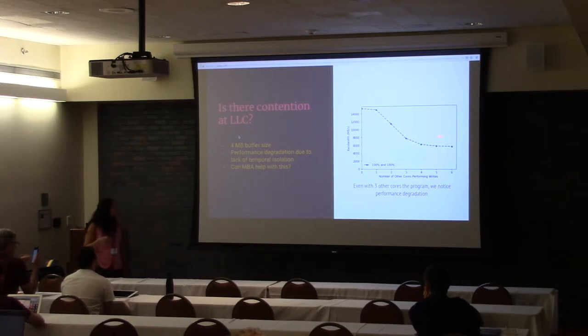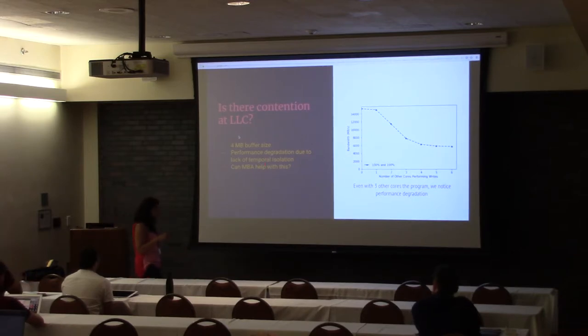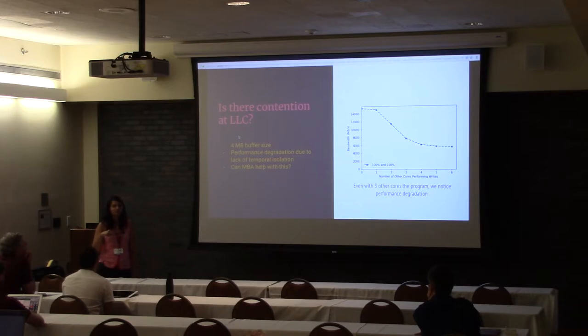So what we saw was, on the x-axis, we still have the number of cores causing contention, and on the y-axis, we still have the bandwidth of one of the cores that we're trying to analyze. What we saw was, even when two cores were contending on the last level cache, the buffer size has been decreased by a lot. So before we had our buffer size to be 2 gigabytes, now the buffer size is only 4 megabytes. So even when we have six cores, it should easily fit into the last level cache.